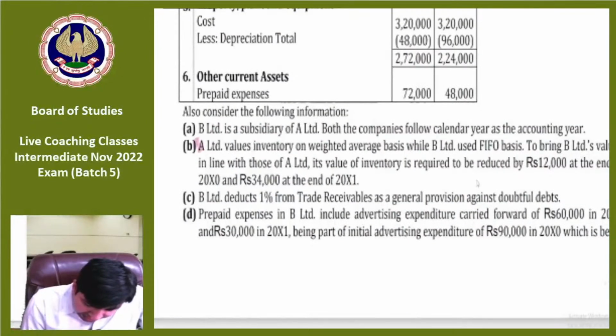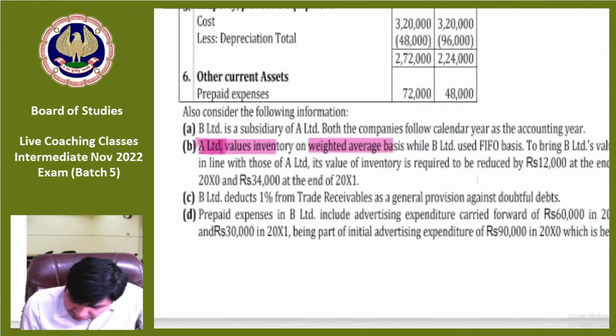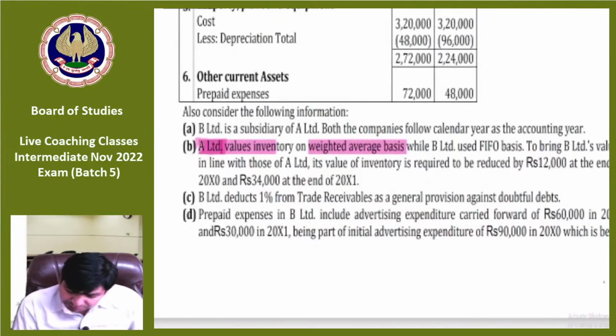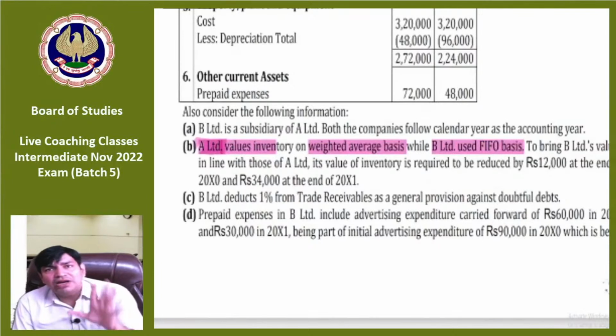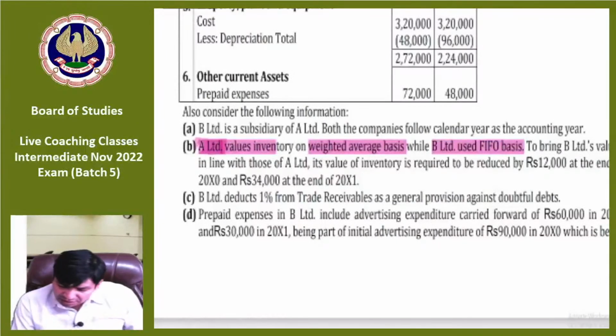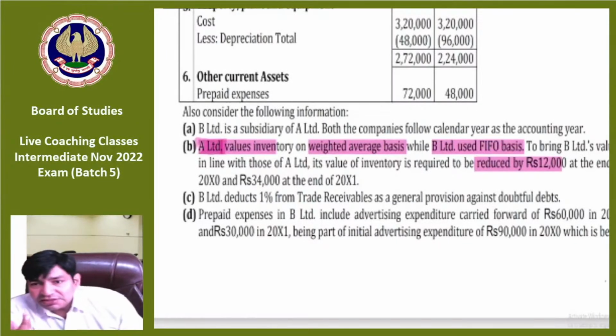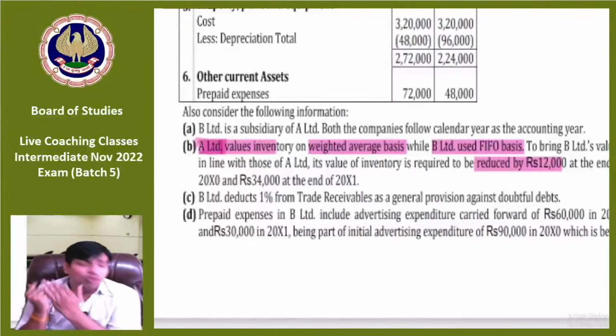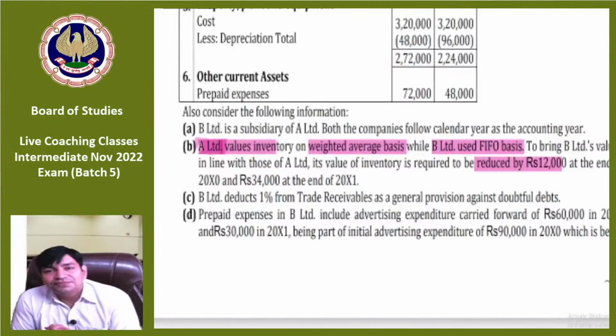See what they are saying. A Limited is the holding company, and A Limited is valuing the inventory on the weighted average basis, while the subsidiary company, B Limited, is calculating the stock on the FIFO basis. You need not even calculate, the question is giving you clearly: if you convert the B Limited value based on our policy, it will be less by 12,000. Very, very easy. Now, the stock of B Limited has to be reduced by 12,000, and that reduced balance must be merged in the holding company's balance sheet. Very, very easy. Okay.